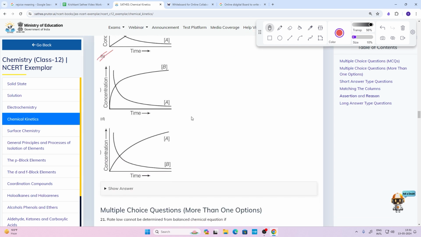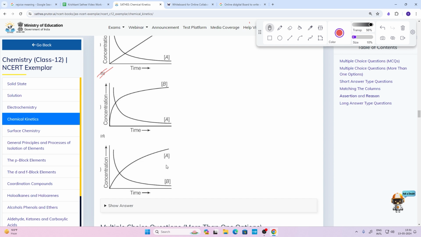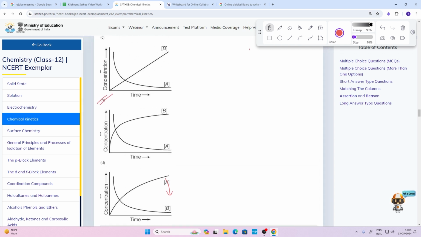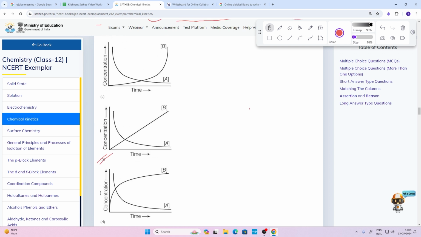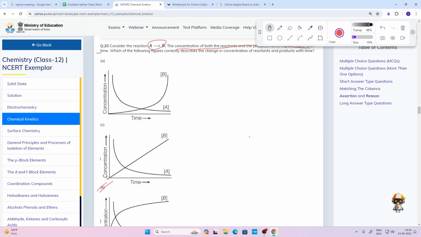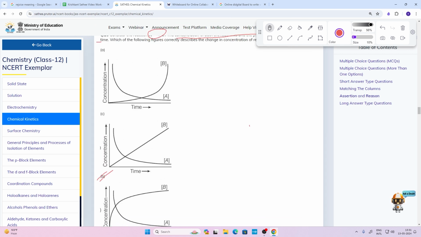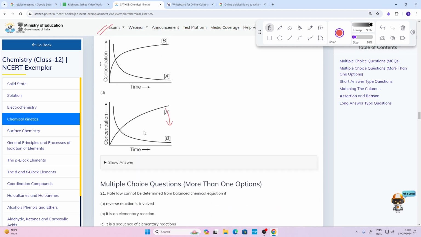Next is A and B. So here A is increasing. This is not correct, because reactant concentration will decrease and not increase. So D is of course not a correct option. So B is the correct option. This is written in the wrong order. So A comes, then C, then B. So according to this order, B is correct.